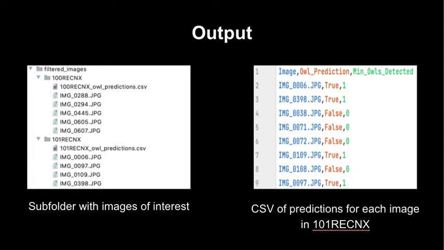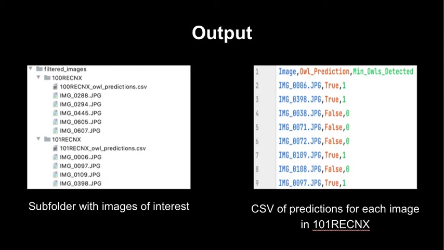Here we have an example of the system's output. We see the main filtered images directory on the left, which contains two subdirectories that I tested the system with. The subdirectories are organized according to the file name of the original folder processed by the system. Each subdirectory contains images the model predicted the presence of an owl in, and a CSV with the prediction results for all images in a folder.